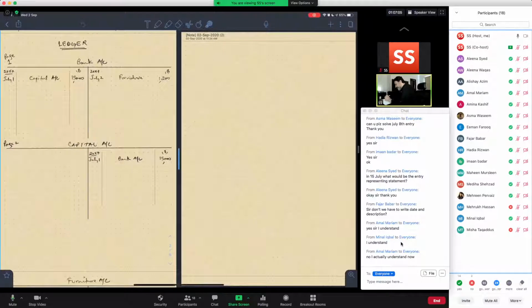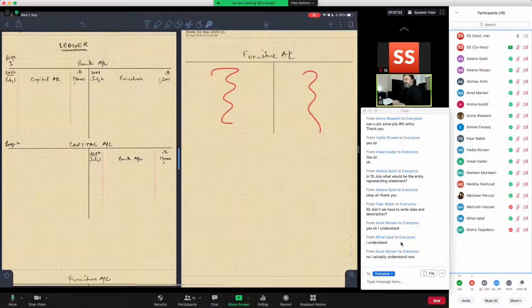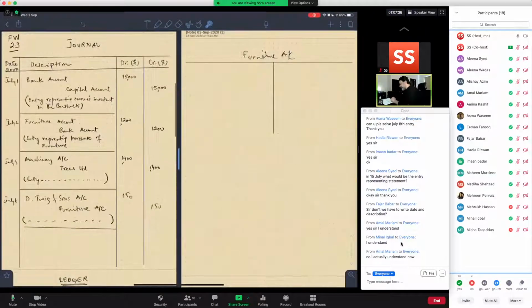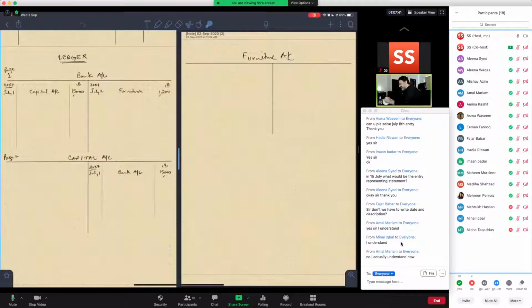Let me do this entry here. So the second journal entry says that you have to make the furniture account and you make the debit entry, right, in the furniture account. So this is your furniture account, right? And we understand that the left side of every account that we make is the debit side. This left side is debit side, and this right side is the credit side, because debit and credit means left and right side. So if we see the journal here, the journal says the furniture account is to be debited. So that means there should be a debit side entry in the furniture account.